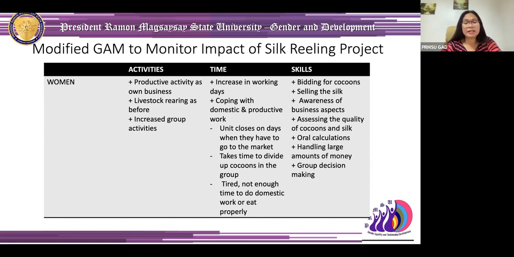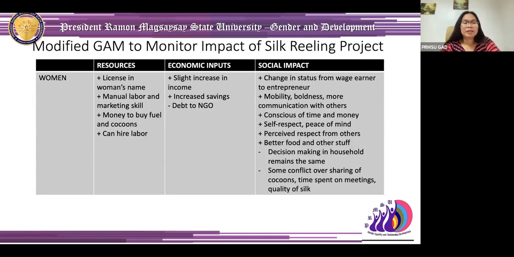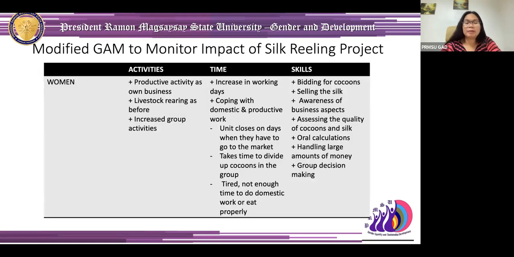Pero they have learned so many skills like bidding for cocoons, selling the silk, awareness in terms of the business aspects. So they are learning, assessing the quality of the cocoons and silk. So aside from the knowledge, they also gain skills. They are able to calculate. They can handle large amount of money, and then nagkaroon din sila ng decision making in the group decision making. So they were given a chance to decide. Okay, another positive naman, according to that is about activities, time, and skills.